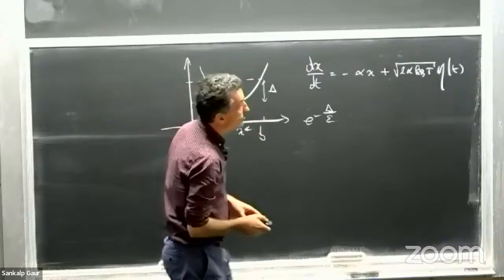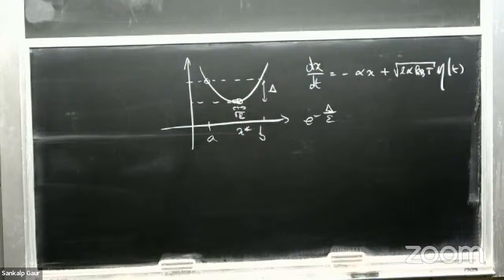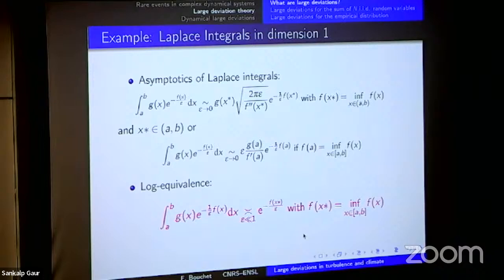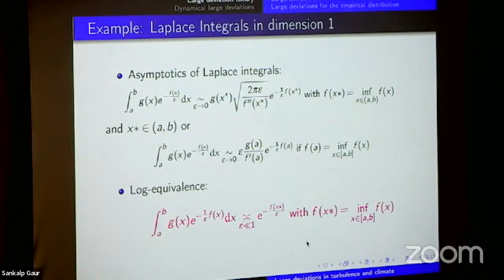And when you do this exercise, then you find at the end that it's equivalent to exponential of minus 1 over epsilon multiplied by f of x star, where x star is the value of the minimum. And then here you have a factor that comes from the Gaussian integral. And so you get g of x star, the value at the minimum of g, multiplied by the square root of 2 pi epsilon divided by the second derivative of f at x star. This comes from the Gaussian integral. So I guess many of you have already made this exercise, right? You can do it, it's easy to do. It's done in the lecture notes.